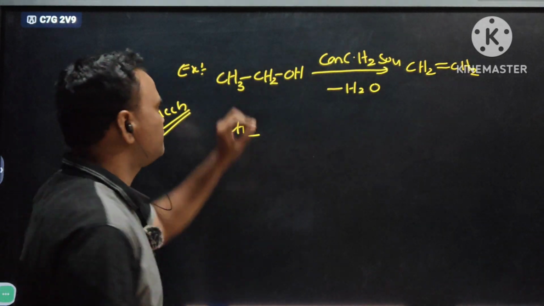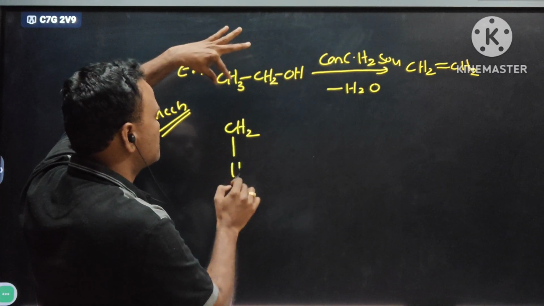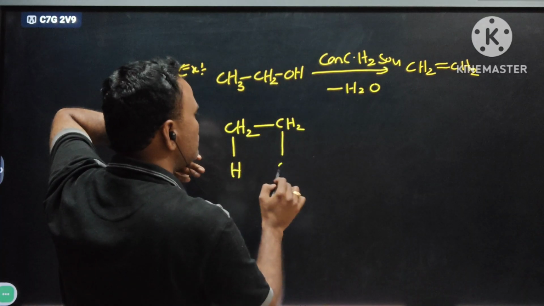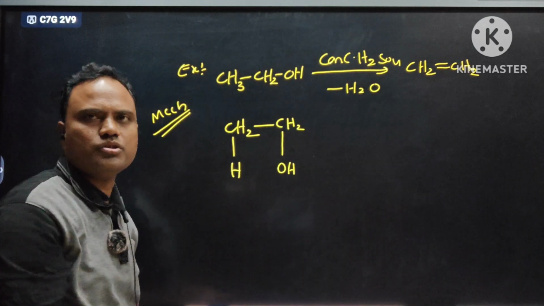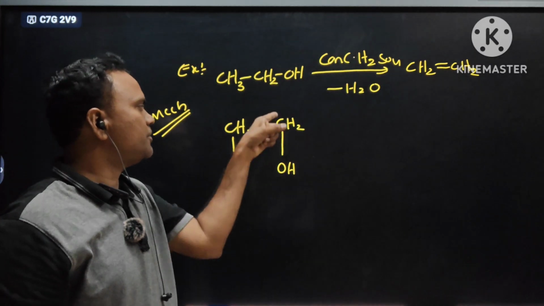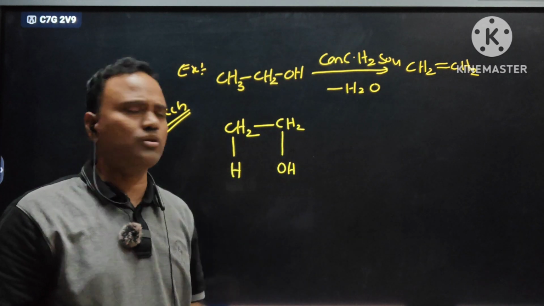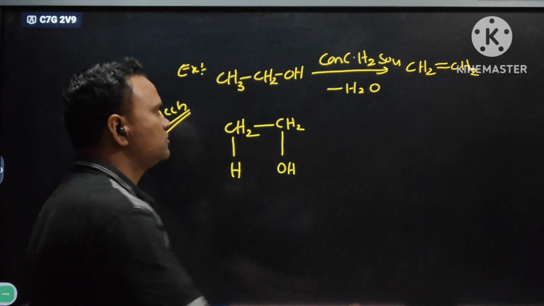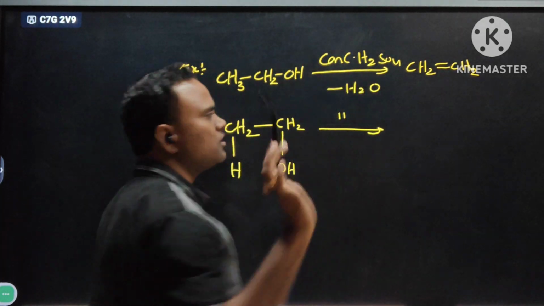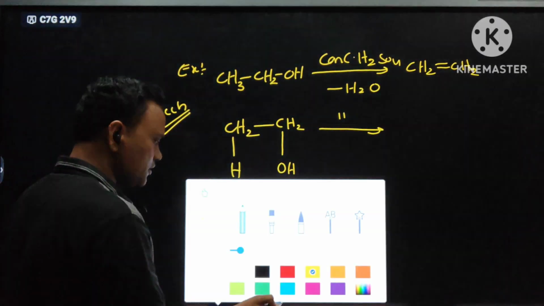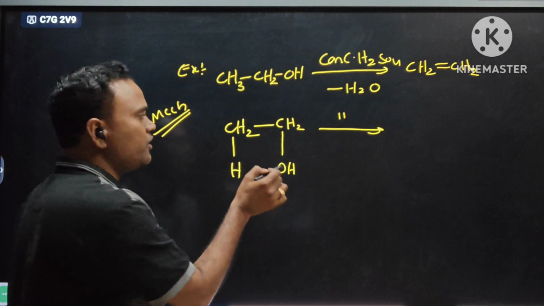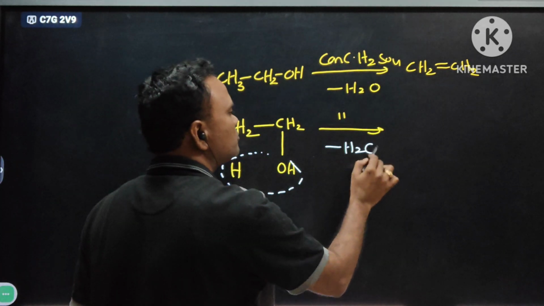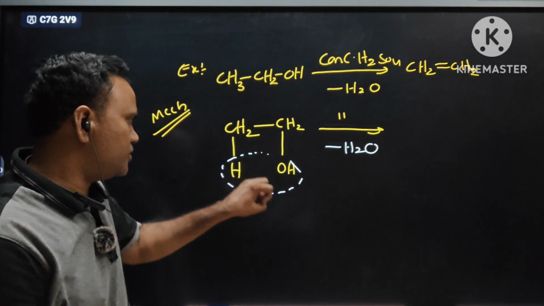See, first the shortcut. CH3 can be written as CH2H. Next, CH2OH. I am writing this OH down. CH2OH can be written like this. Is there anything wrong if I draw like this? Nothing is wrong. Concentrated sulfuric acid is added. What happens? Look at this. Water will be eliminated. Minus H2O.